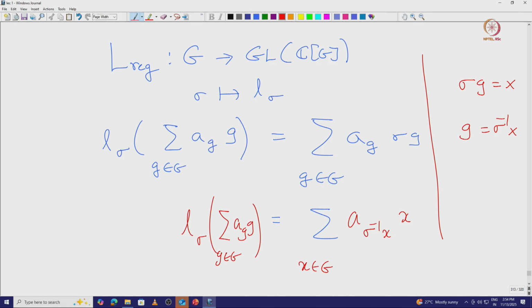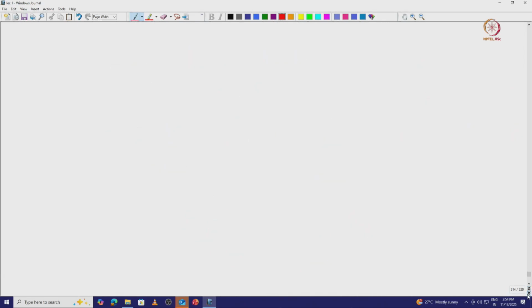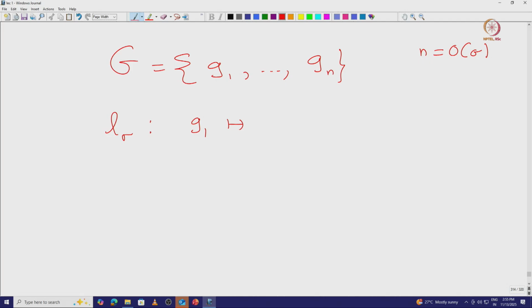Okay, so this already tells us what happens to the action of basis under L sigma. Maybe one can very explicitly write it down as follows. If you just list all the elements of G as G1 etc. Gn, where n is just the order of G. So then what does L sigma do? Basically L sigma maps G1 to sigma G1, G2 to sigma G2 and so on, Gn to sigma Gn.